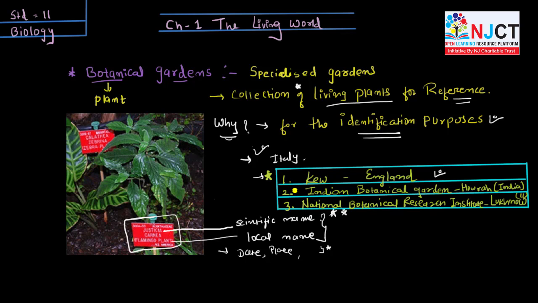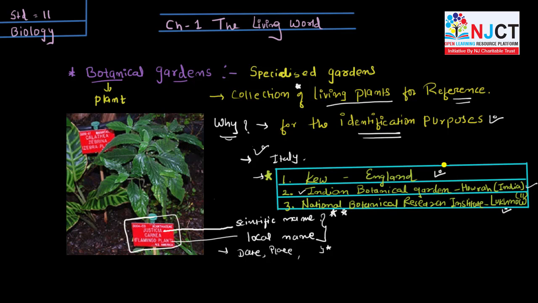Then there is a botanical garden called the Indian Botanical Garden, which is in Howrah, India, on the Bengal side. And then third is the National Botanical Research Institute. It is a research institute. Obviously there is a garden and then there is a research institute in that, so students can go and research on anything they want there. That is in Lucknow, again in India.